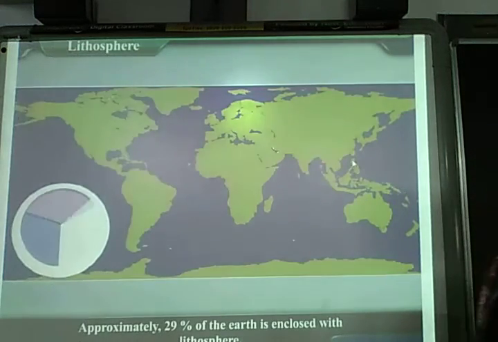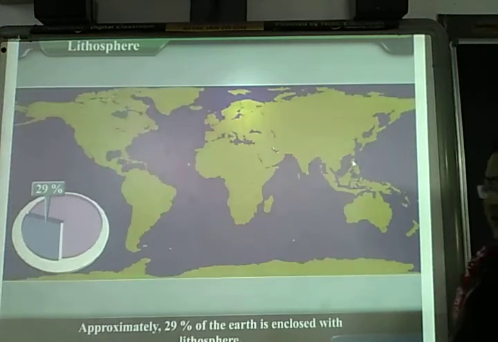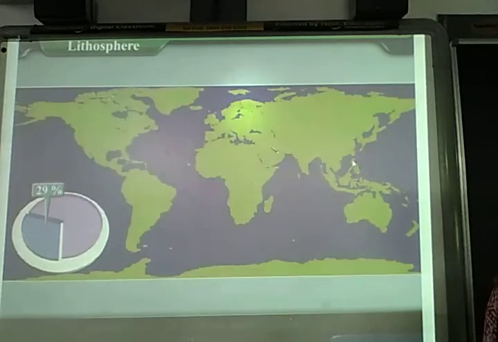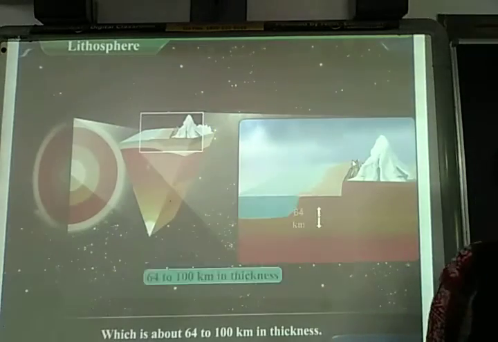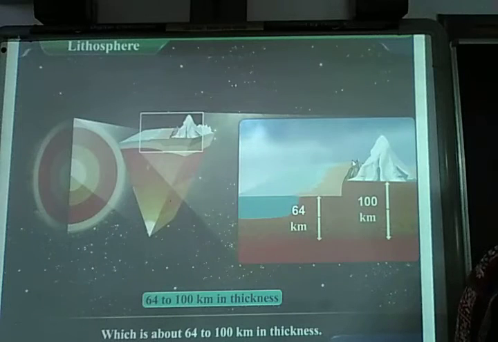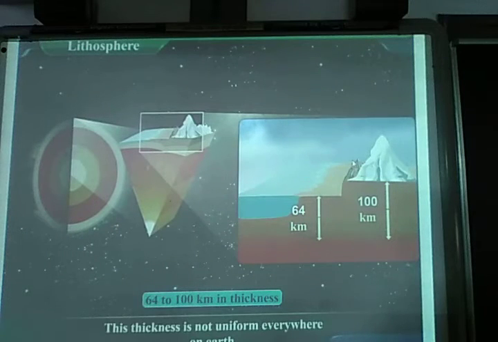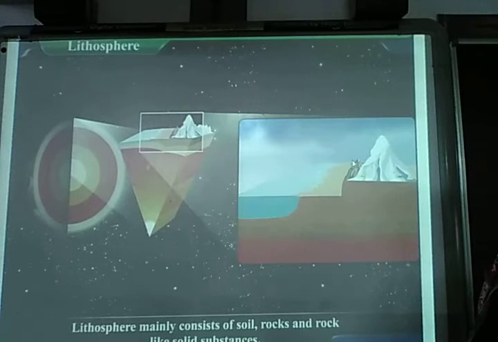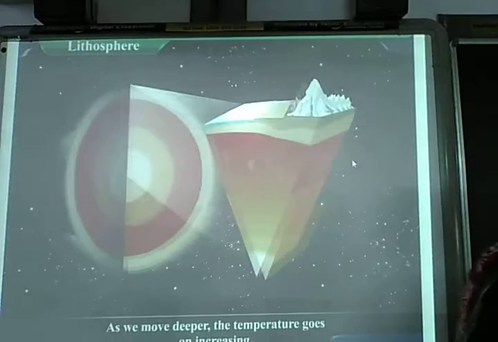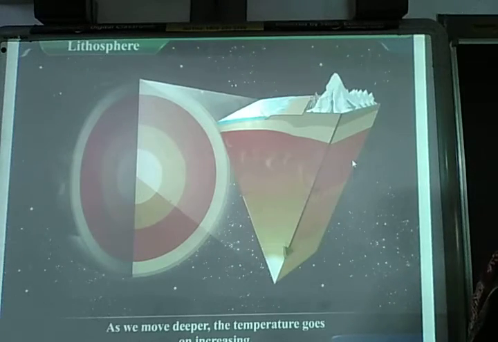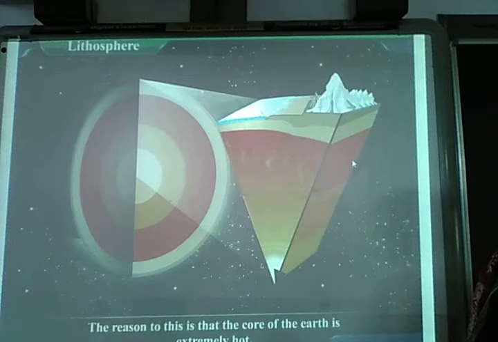Approximately 29% of the earth is enclosed with lithosphere, which is about 64 to 100 kilometers in thickness. This thickness is not uniform everywhere on earth. Lithosphere mainly consists of soil, rocks, and rock-like solid substances. As we move deeper, the temperature goes on increasing. The reason for this is that the core of the earth is extremely hot.